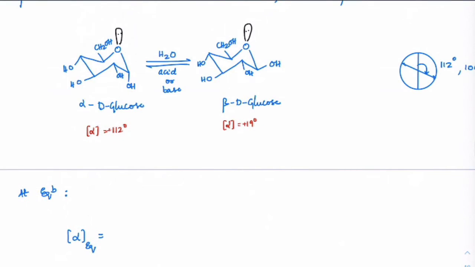Now imagine if I add water to this. Either I take the pure form of alpha D or the pure form of beta D and I add water to this. What would happen? They will start moving from alpha D to beta D, beta D to alpha D, right?